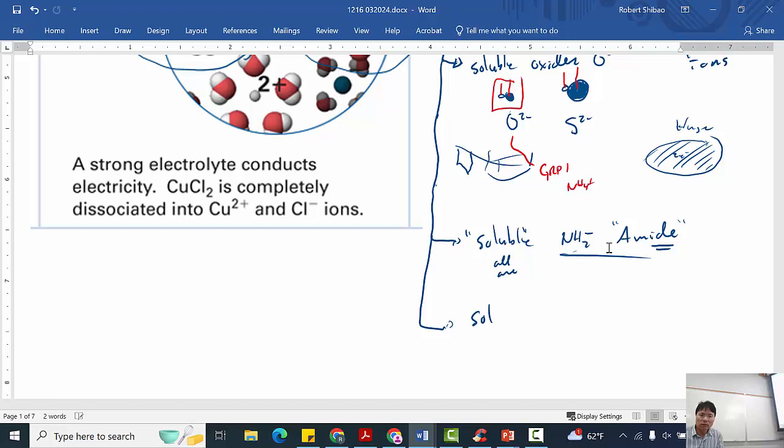The soluble sulfides. Somebody tell me what the soluble sulfides are. Most sulfides are insoluble except for which ones? Yes, Group 1, Group 2, and ammonium. Those are all considered strong bases. Everything else is considered weak.